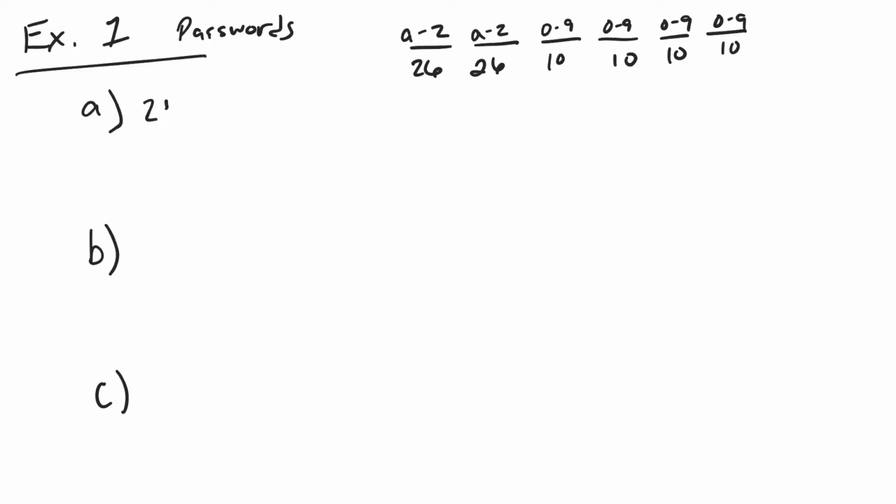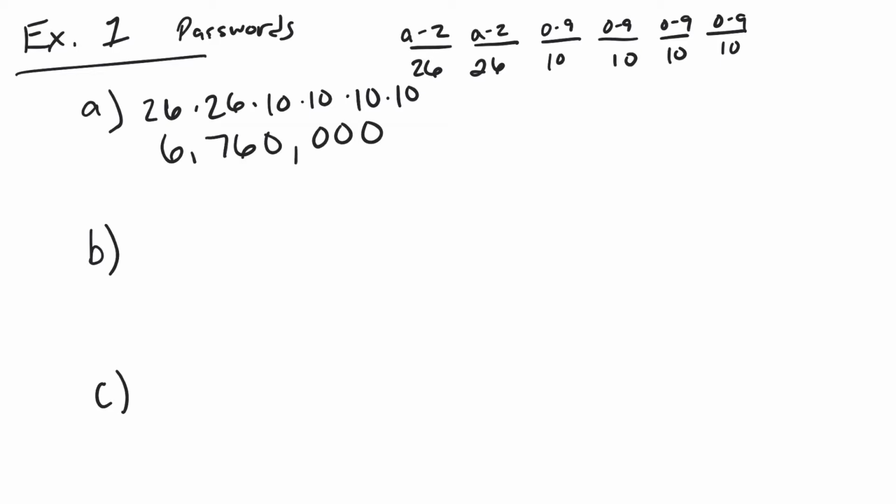So it would be 26, 26, 10, 10, 10, and 10. And as you'll see, that's a giant number. You'll get 6,760,000 unique combinations for that password.